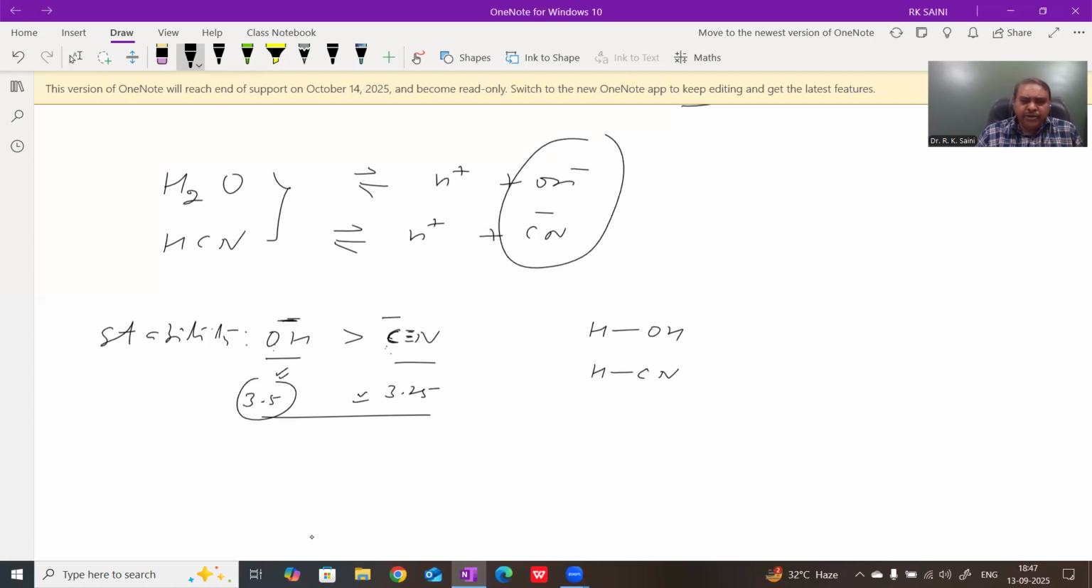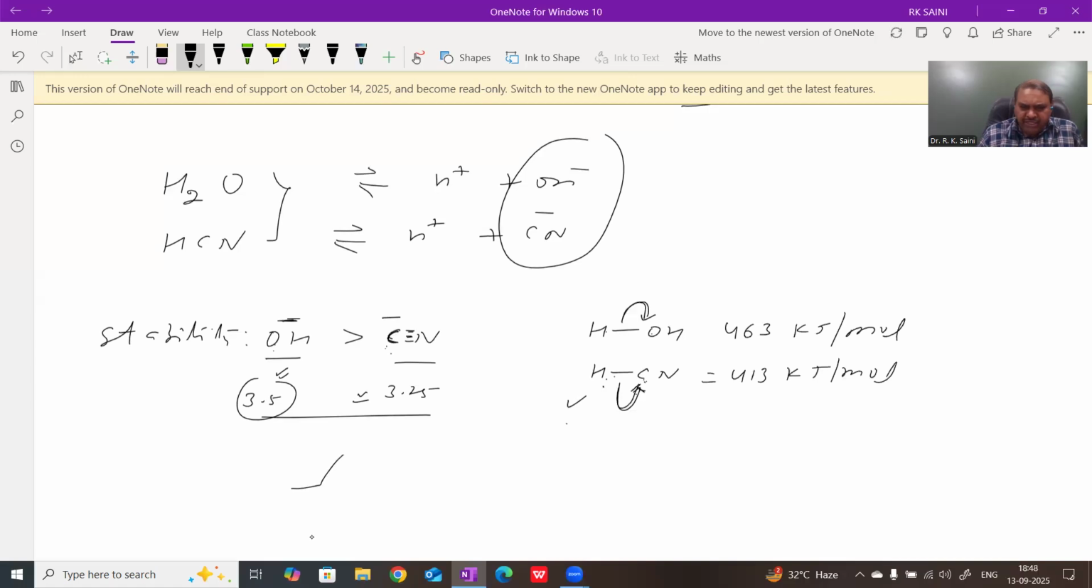Bond dissociation energy of the OH bond and the CH bond. The bond dissociation energy of the OH bond is much greater than the carbon-hydrogen bond. It is nearly 463 kilojoule per mole, and the carbon-hydrogen bond energy is very less in comparison. This energy is nearly 413 kilojoule per mole. It means the CH bond easily breaks in comparison to the OH bond. Means H plus ion is easily donated in solution.